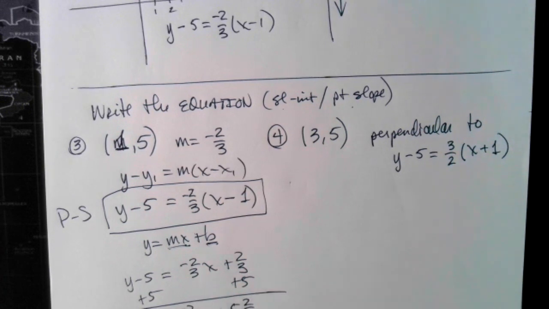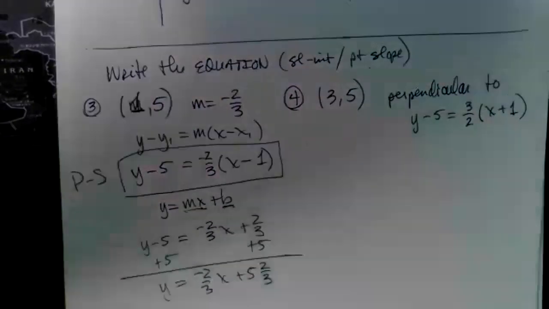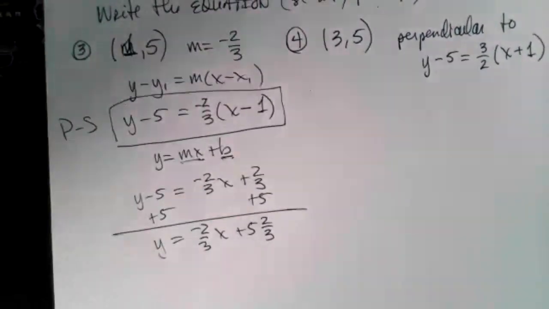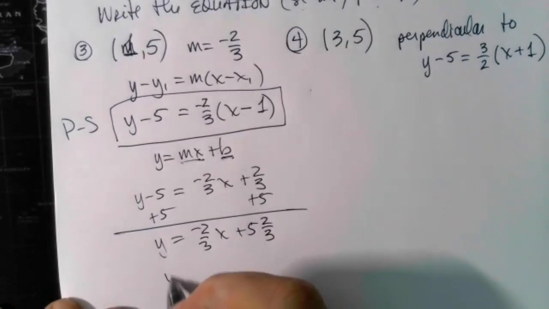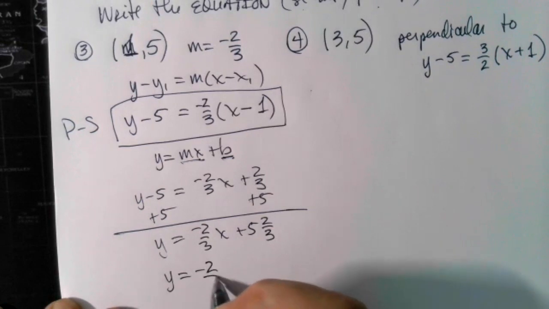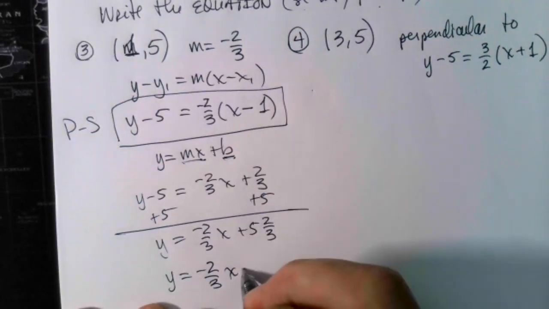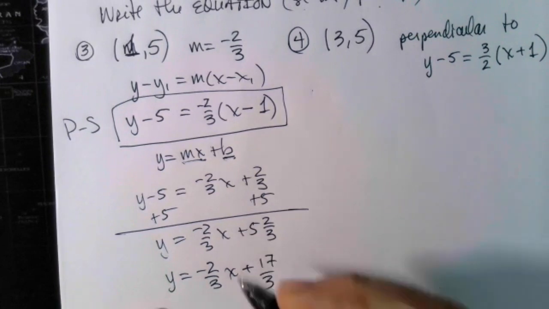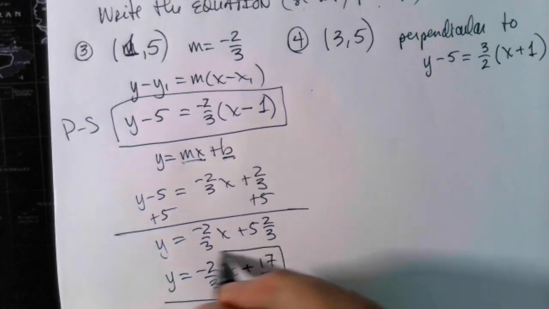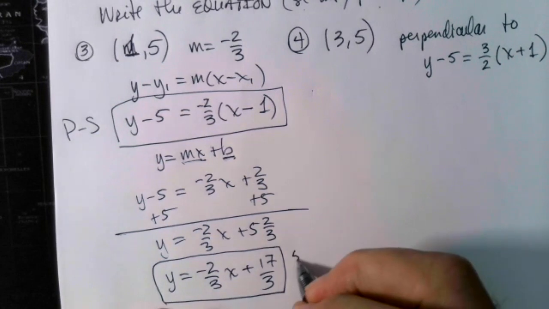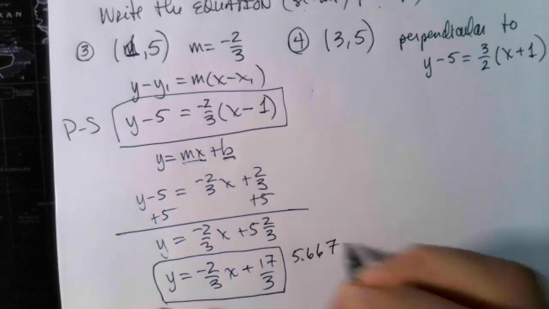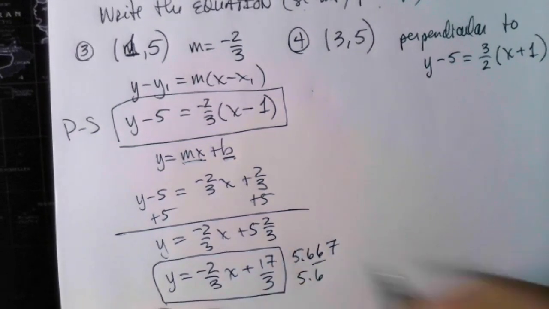Now, oops, sorry, I didn't know it was off screen. I don't know about you, but I'm really not that excited about mixed numbers. There's nothing wrong with them. They're just not so cute. So I'm going to write this as 17 over 3. And if you wanted to, you could write this as 5.667 if you wish, or 5.6 with a line over it.